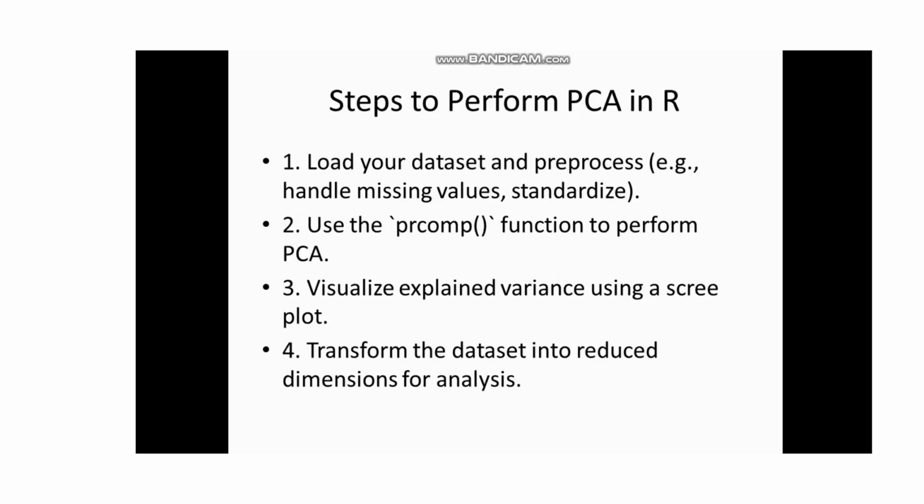Alright, so what are the steps to perform principal component analysis in R? First, we load our dataset and pre-process, for example, handling missing values and standardization. Then we make use of the prcomp function to perform the principal component analysis. Then we visualize to understand the explained variance using a scree plot. Then we transform the data into the reduced dimension for analysis.